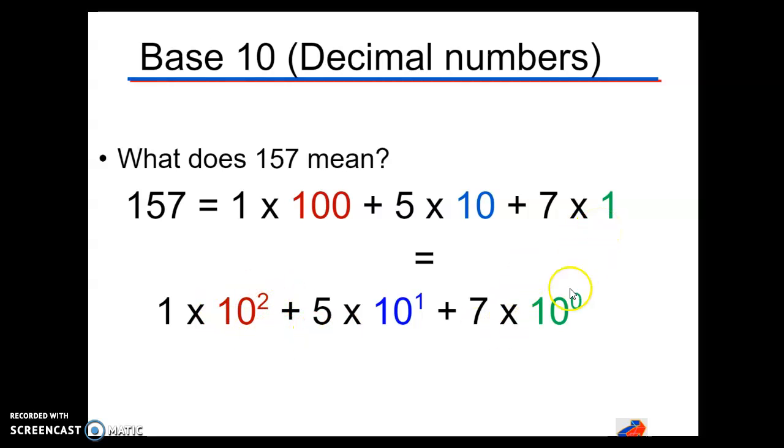So in this case, 10 to the power 0 is 1, times 7, we said seven; 10 to the power 1 is 10, 10 times 5 is 50; and 1 times 100 is 100, so 157.